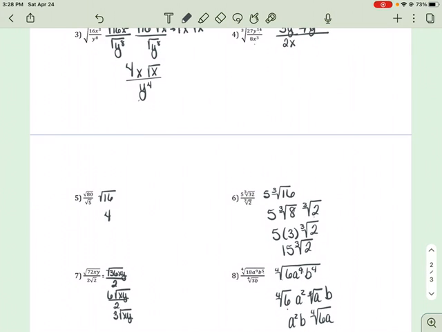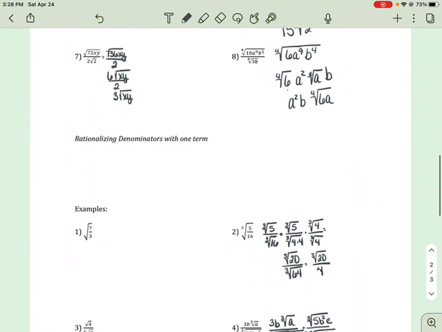Okay, so we're combining a lot of things here in our division. We're simplifying, we're dividing, we're simplifying our radicals. All of that's coming into play here.